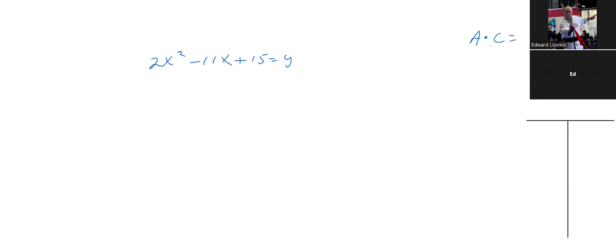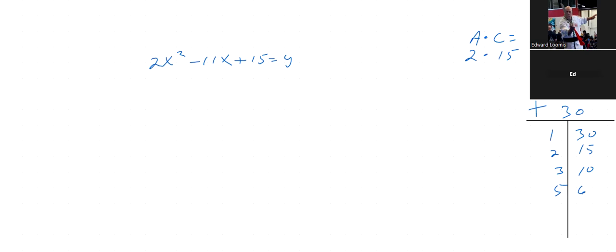Okay, welcome back. So I'm going to take my A times C. My A is 2, my C is 15. So 2 times 15 is 30. C is a positive. So I'm going to put a plus there so I don't forget I add to get B. So what are the factors of 30? Well, 1 times 30, 2 times 15, 3 times 10, and 5 times 6. Those are your factors of 30. Now, we're going to add to get 11.